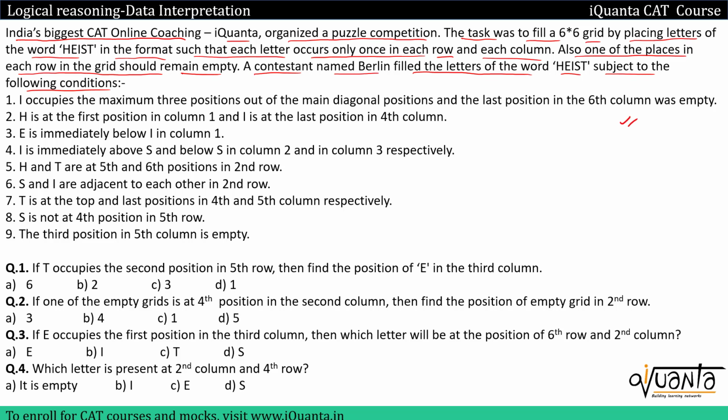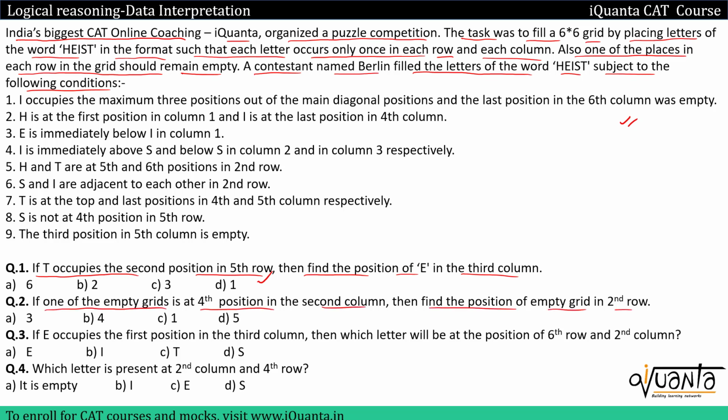If we come to the questions, we have: if T occupies the second position in the fifth row, then find the position of E in the third column. We can only answer this when we have a matrix which is partially filled. Then we'll use this clue that T is in the second position in the fifth row. Then we can answer this question.